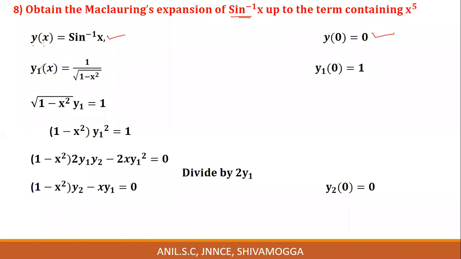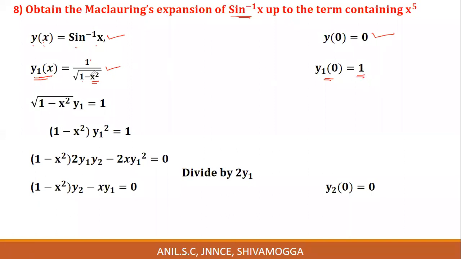Differentiate. Derivative of y is y1. y1 of x is equal to the derivative of sine inverse x, which is 1 divided by square root of 1 minus x square. This is a known derivative. Derivative of sine inverse x is 1 over square root of 1 minus x square. Put x is equal to 0. When x is equal to 0, this will be y1 of 0. Here x is equal to 0, therefore 1 divided by square root of 1 is 1.